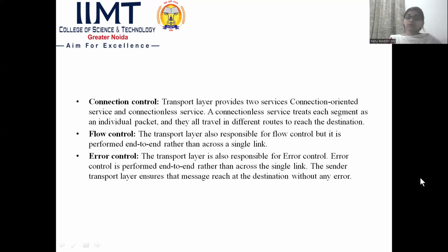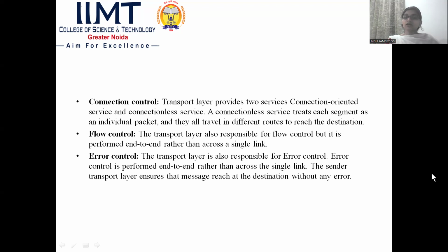Next important function of transport layer is connection control. Transport layer provides two services: connection oriented service and connectionless service. A connectionless service treats each segment as an individual packet and they all travel different routes to reach the destination. So there are two kinds of services during data transmission: one is connection oriented and the other is connectionless service. During connectionless service, we treat every packet as an individual packet and each packet is sent from sender side to receiver side.